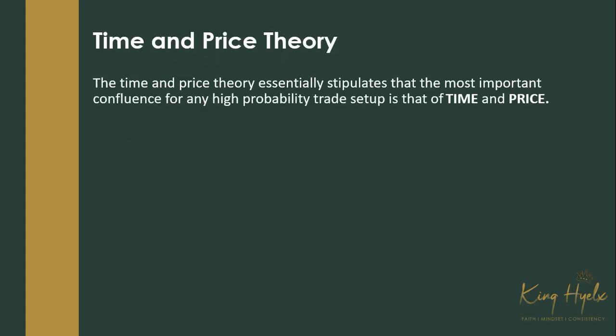So time and price theory essentially stipulates that the most important confluence for any high probability trade setup is that of time and price. There could be a setup, right? When I finally show you my entry rules and everything, you could have a setup looking at you on the screen, but if there is no time confluence with that price action setup, you do not take the trade.